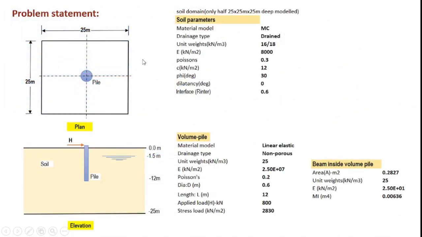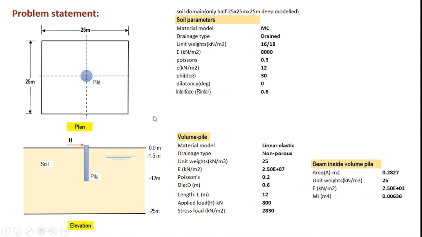So for the analysis we consider a soil domain of size 25 meters by 25 meters and of depth 25 meters. The pile that we use is of diameter 0.6 meters and length 12 meters, and the water table is considered to be 1.5 meters below the ground surface.